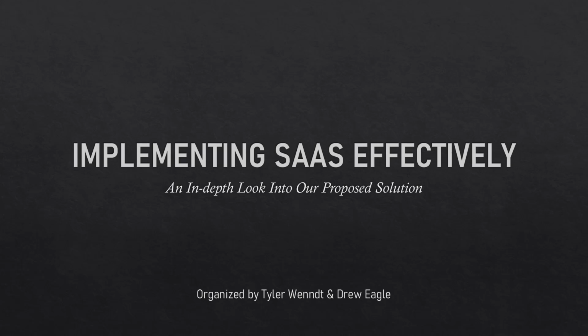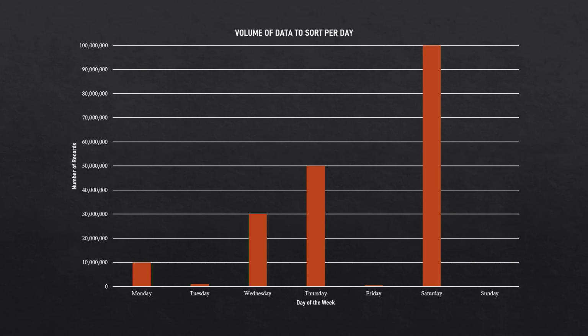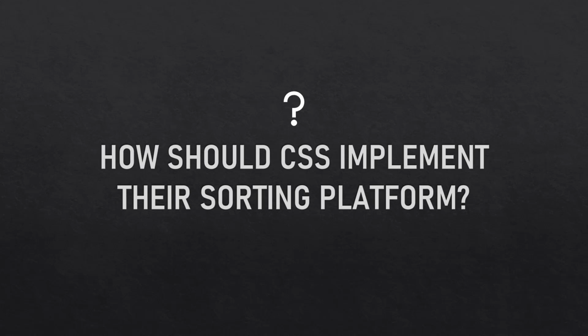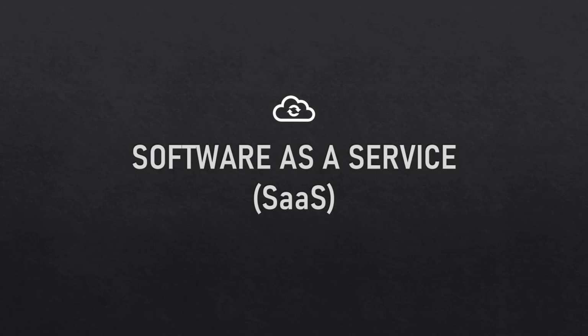CSS deals with different volumes of data every week, which on average is as follows: 10 million records for Monday, 1 million on Tuesday, 30 million on Wednesday, and the list goes on. Therefore, the question we sought to answer was ultimately, how should CSS implement their new sorting platform? However, in order to answer this, we had to collect some data. But firstly, what is software as a service?